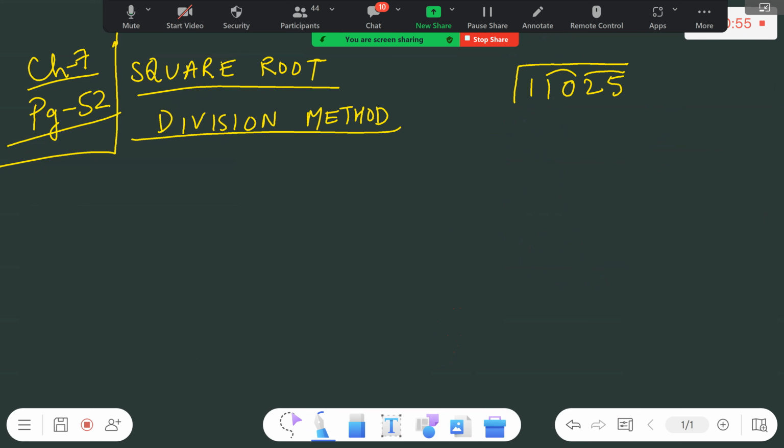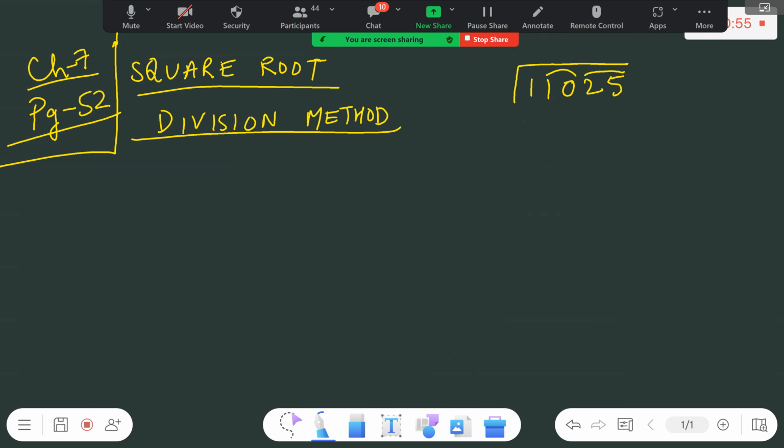Can you do this decimal number by factorization method? Yes, you can find it by factorization method, but look at the big number. It will take you a lot of time, isn't it? Let us see how to find the square root of this decimal number by division method.